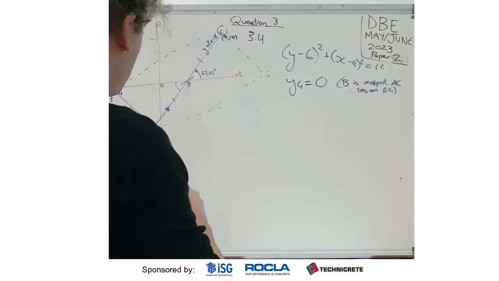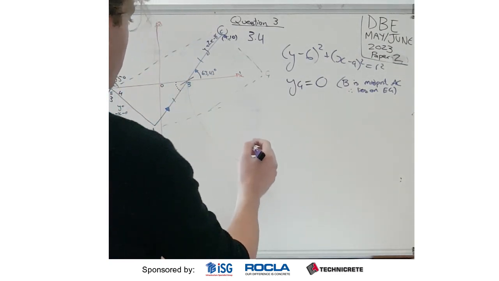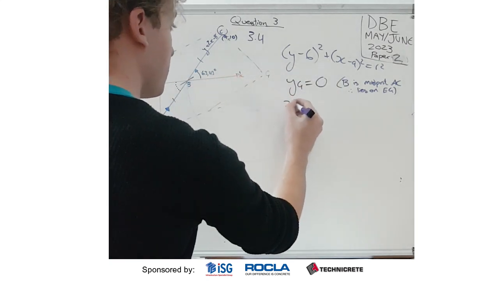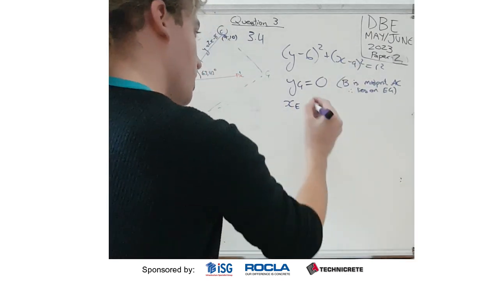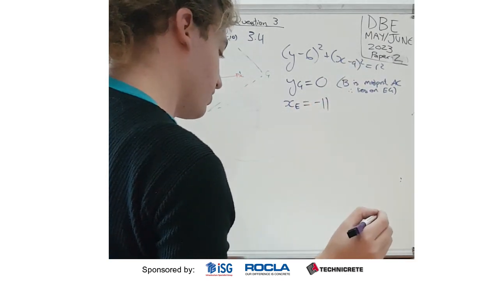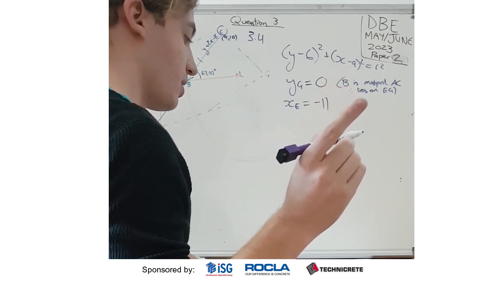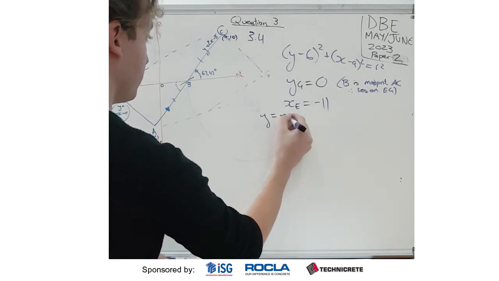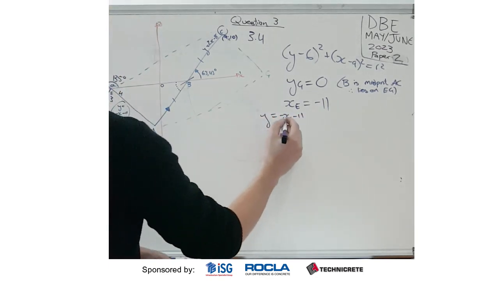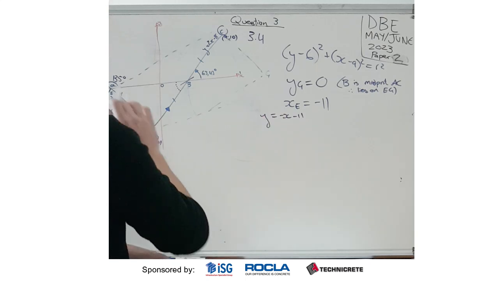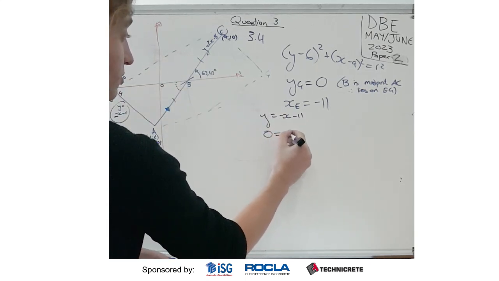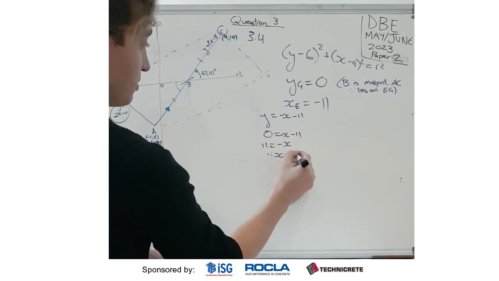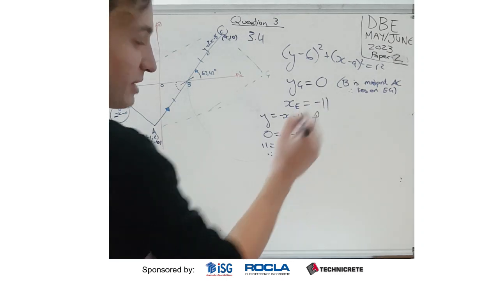If we think of E and G, they should be equally far apart from our midpoint B. So what's the x value of E? It's negative 11. Now, how do we know that? It's because of this equation here, right? So y equals negative x, negative 11. The y value of E is obviously 0. So 0 equals negative x, negative 11. So 11 equals negative x, therefore x equals negative 11. Okay, that's how I'm getting that value.